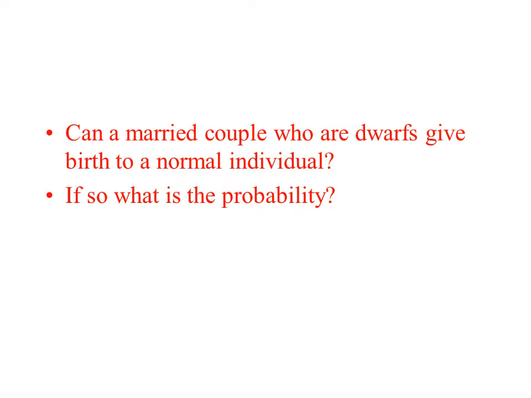I would like for you to answer this question. Can a married couple who are dwarfs give birth to a normal individual? If this is true, I would like for you to give me the probability. I would like to see a Punnett square or a branch diagram to illustrate that you know what this question is asking. If you have not completed this question, please push pause.